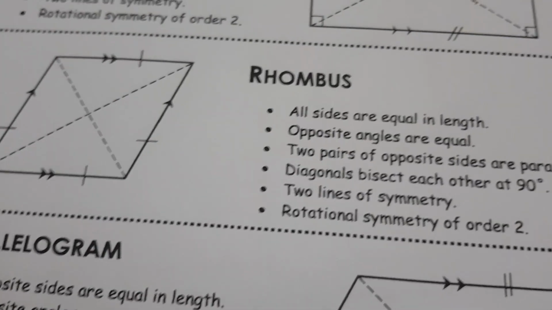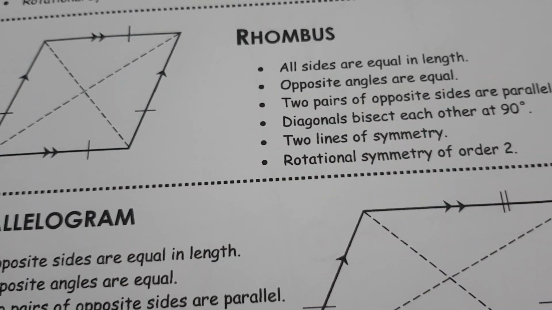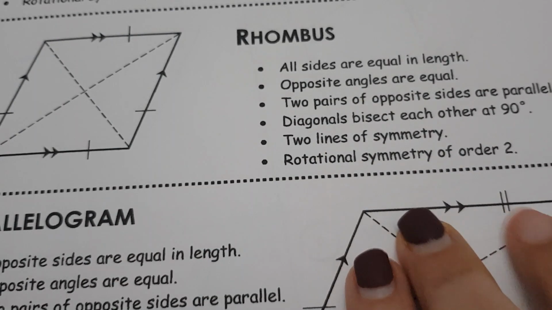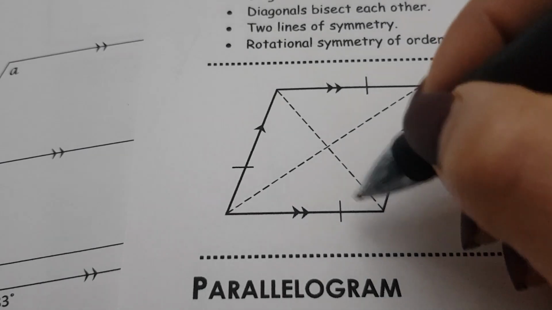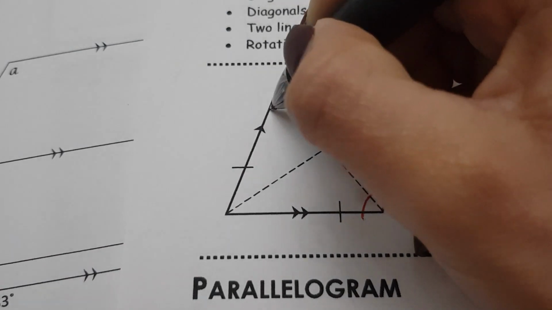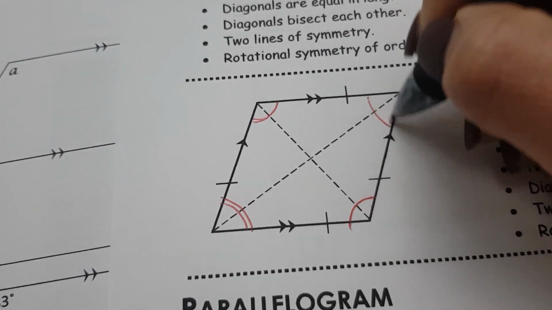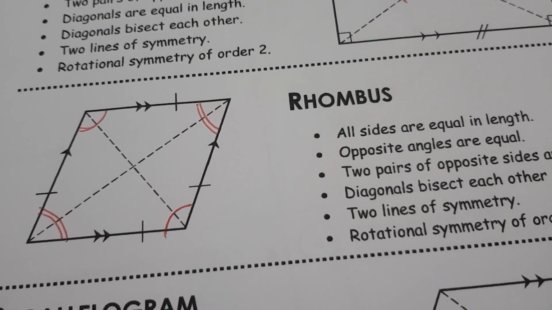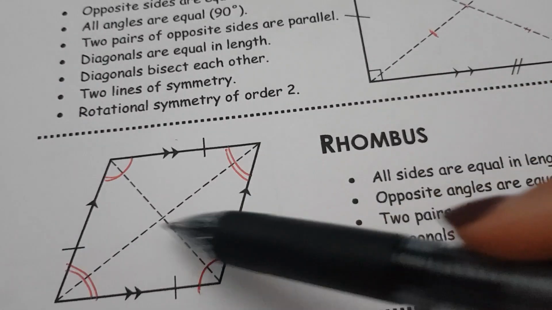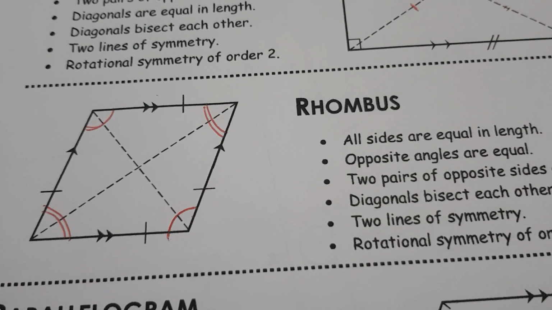Rhombus, all sides are equal in length, because it's like a square. The rhombus is like a square but tilted, okay? Opposite angles are equal. Important, alright? The opposite angles are equal. This is equal to this, and this is equal to this. 2 pairs of opposite sides are parallel. It's like a parallelogram, okay? It is a type of parallelogram.